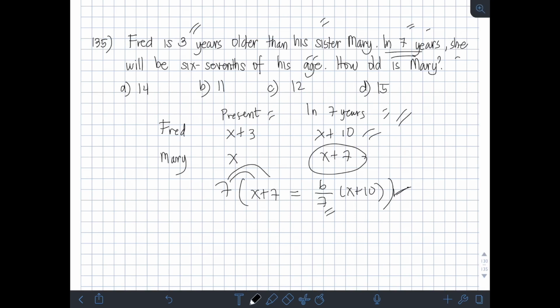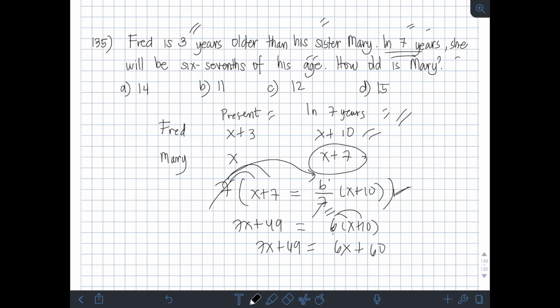So, distribute natin sa left. So, 7x plus 49 equals. So, sa right, makakancel si 7. Matitira is 6 times x plus 10. Or distribute na rin natin si 6. So, magiging 6 times x is 6x plus 6 times 10 is 60.